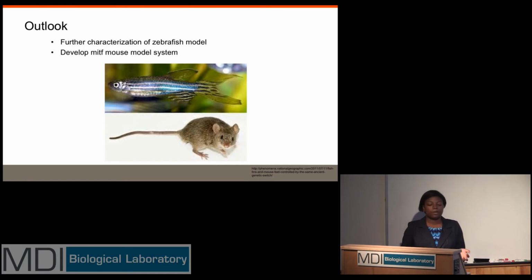So for future experiments in the lab, we would like to further characterize the zebrafish model and possibly see how PAN actually affects those genes, and also to develop a PAN model system in the mouse, because we're trying to collaborate with the Jackson lab that has a Mitf knockout in a mouse model, and currently there is no PAN mouse model system available.